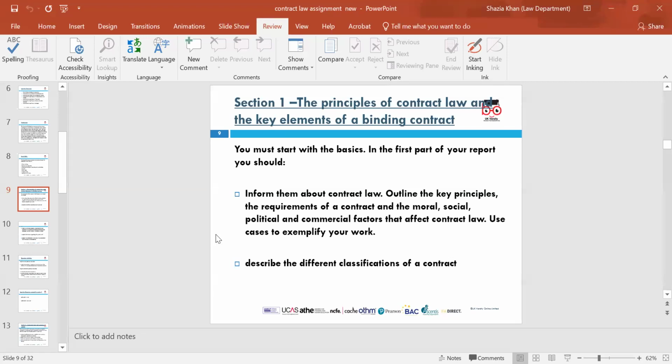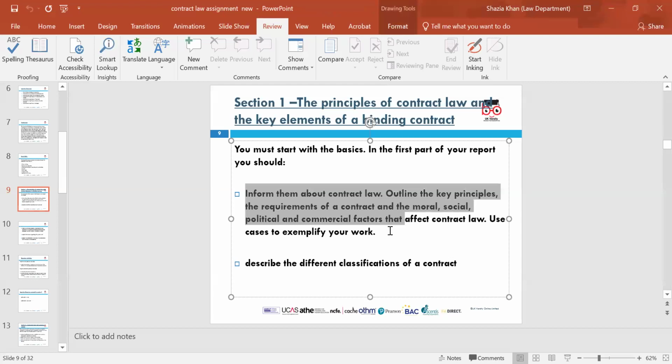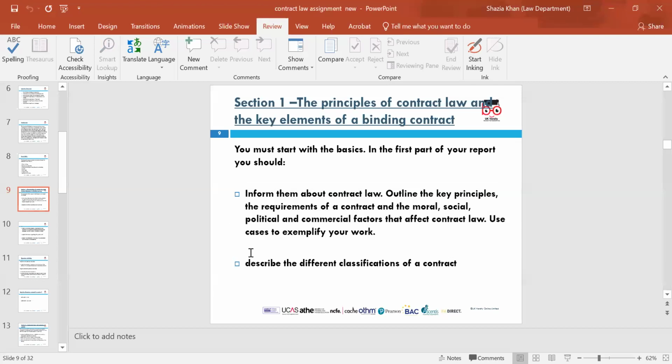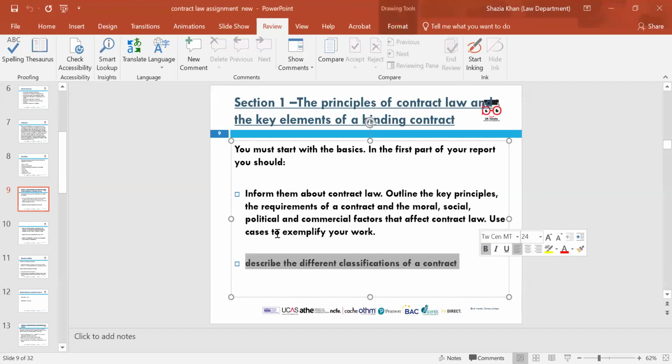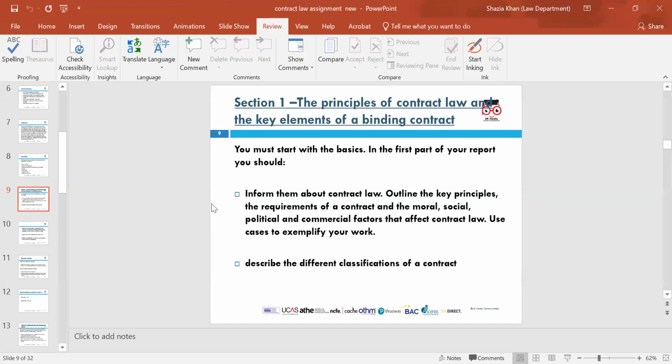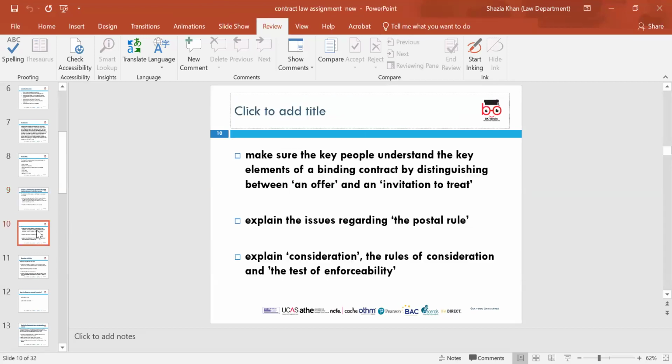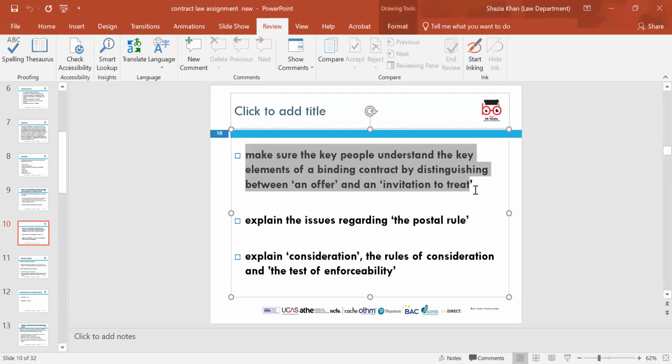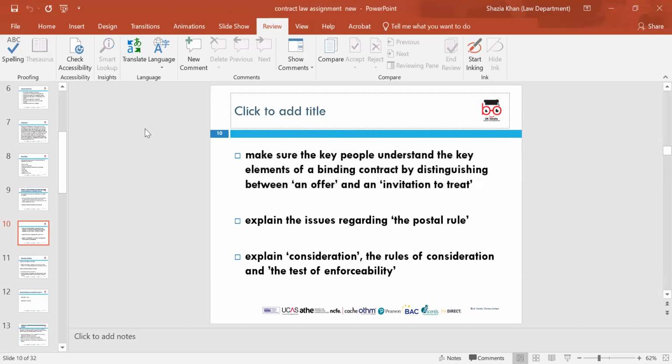You need to, secondly, so that would be your heading. That all would be one of your headings, okay? Secondly, this is another heading. You need to describe the different classifications of contract. Then you need to also make sure that the key people understand the key elements of a binding contract by distinguishing between an offer and an invitation to treat. And that is your heading. And then you will write under the heading, so to make sure that the person marking it is identifying that you've completed each assessment criteria.